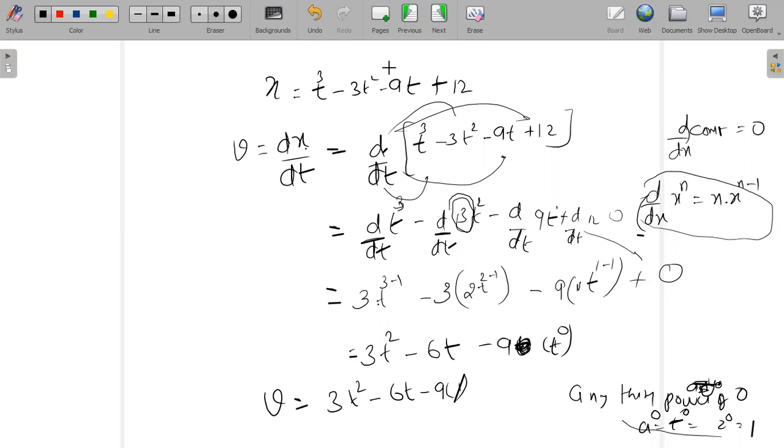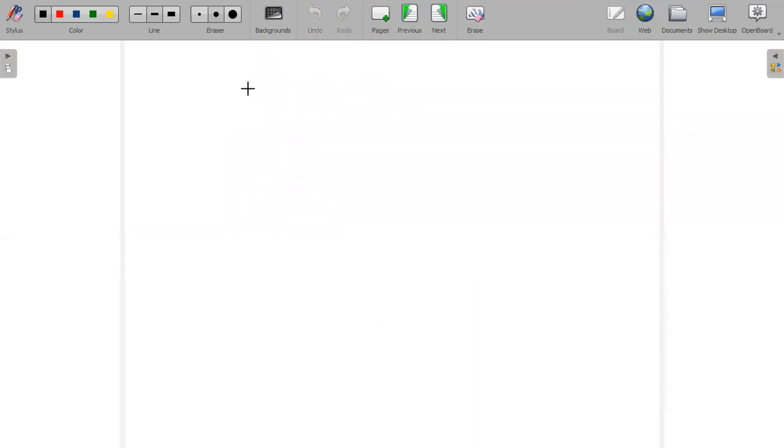Is it clear till here? Any doubts? If you have any doubts, please ask now. Those who are having doubts. So this is simple differentiation. You might have studied all these differentiations in your intermediates also.